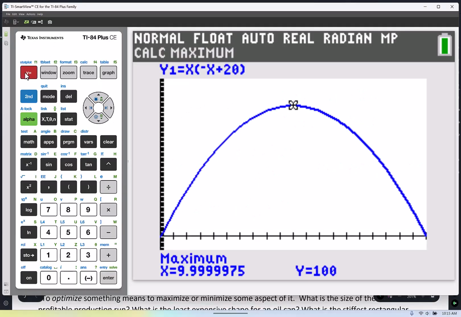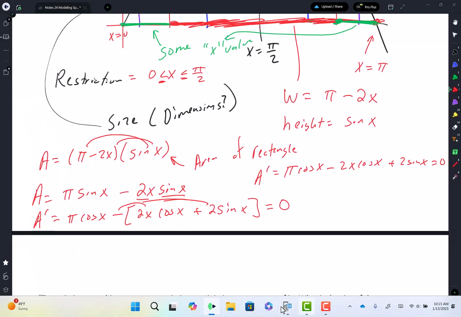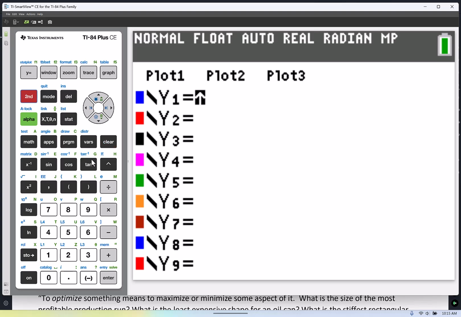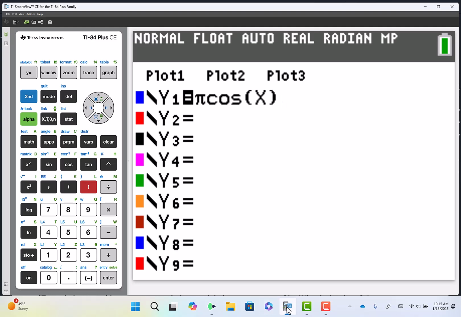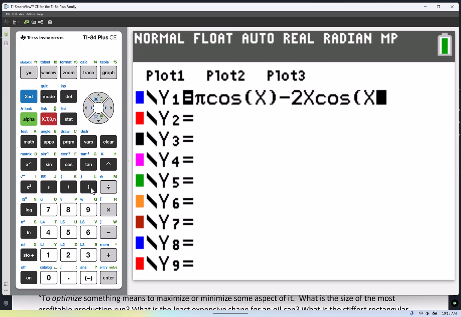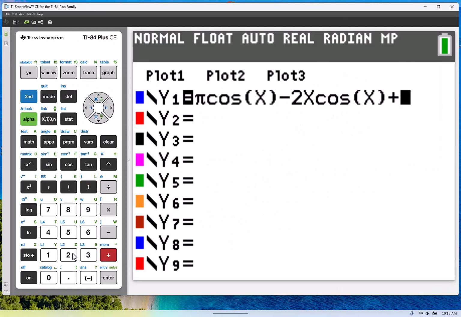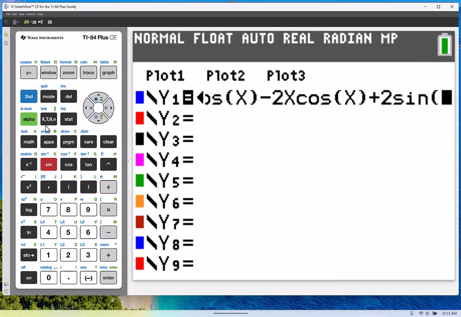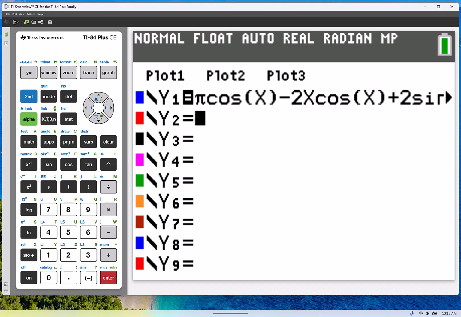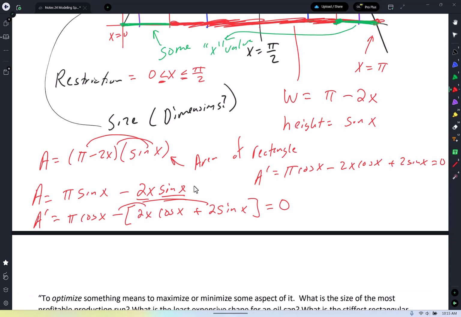So I'm going to go to y equals, and let's see, what was it again? Pi cosine x. Yeah, make sure you're in radian mode. Minus 2x cosine x. And then we'll do it with algebra just in case, you know what I mean? Plus 2 sine x. I didn't distribute the negative. Negative, negative. Yep, negative.